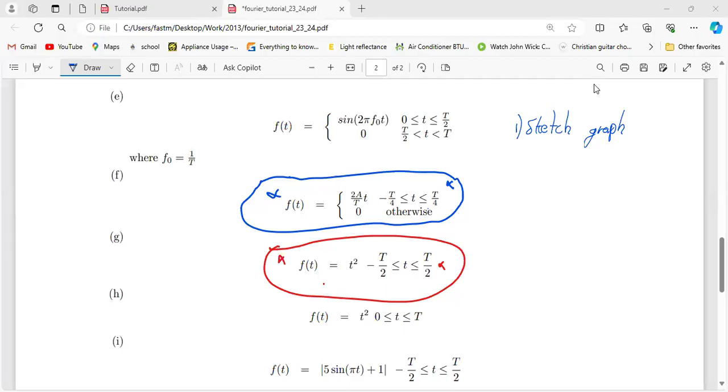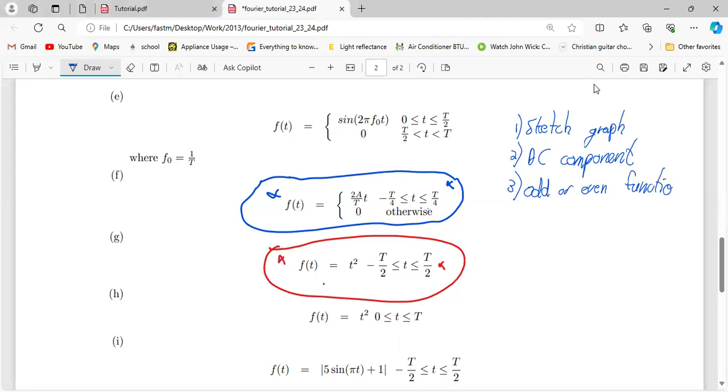So the first thing we do when we have a Fourier question, especially when they gave us a piecewise function like this, is sketch the graph, right? The second thing you need to do from the sketch is determine if it has a DC component. I think that was in the video, right? The third thing after you find if it's a DC component is whether it's an odd or even function.